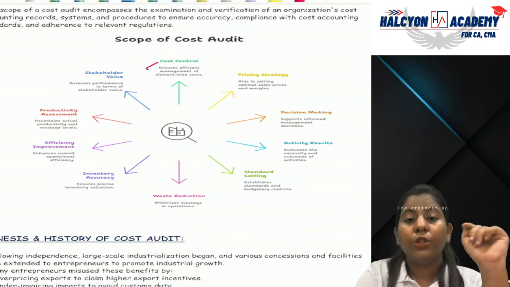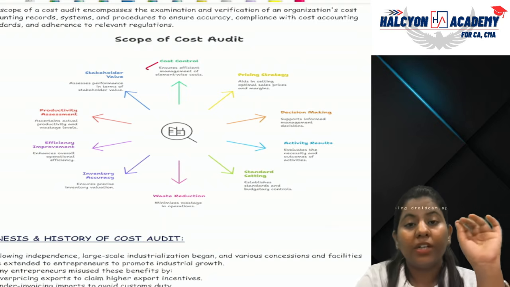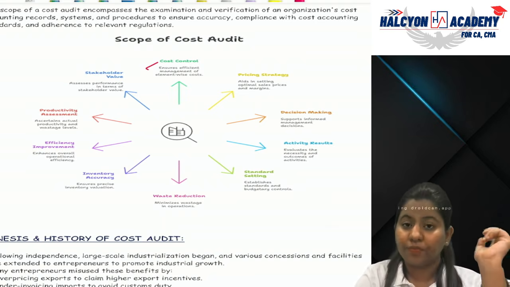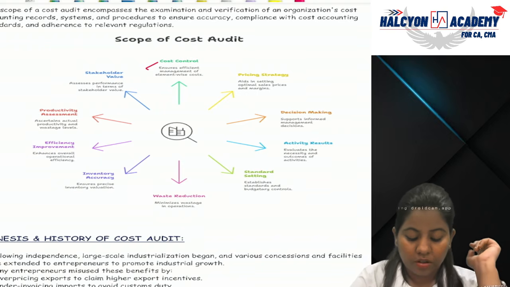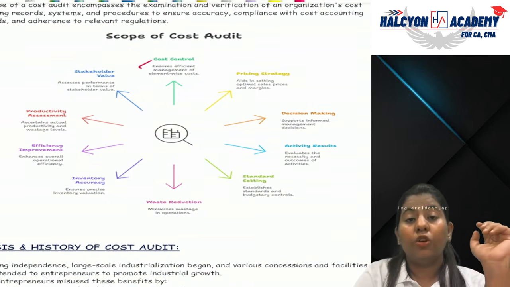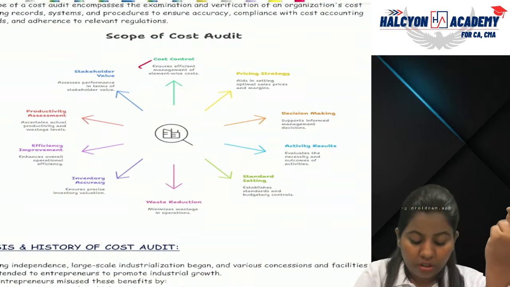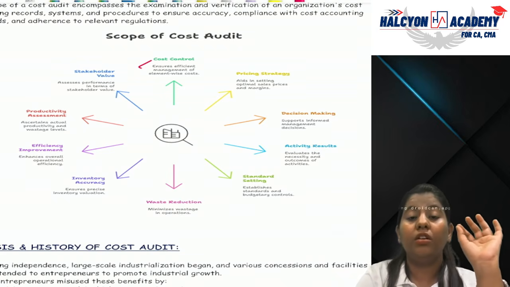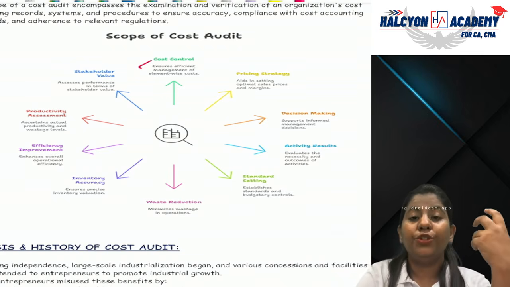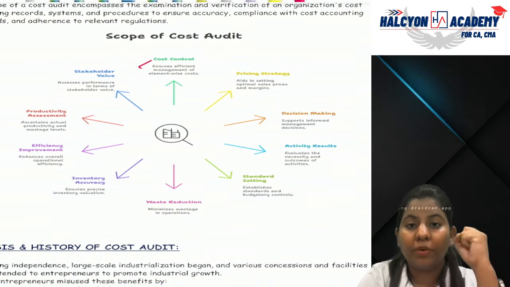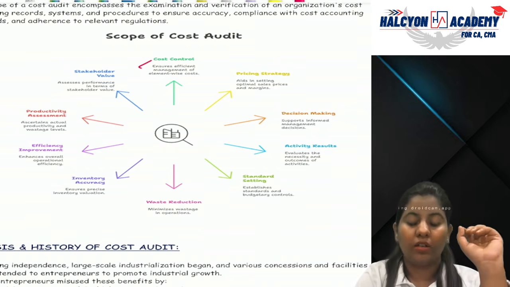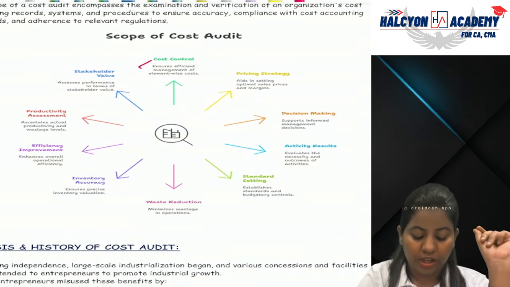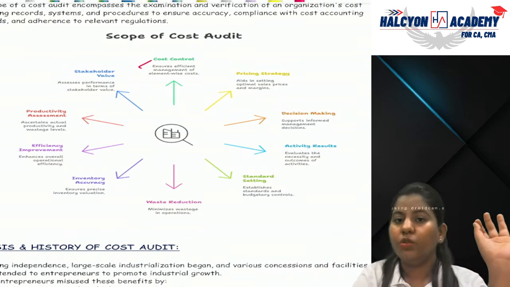Why? To take decisions related to that particular element, right? So the cost audit helps to ensure efficient management of element-wise cost. If we have to take a decision related to labor, we should know the element-wise cost of labor. We should know the cost of labor. So the cost audit helps to ensure the efficient management of element-wise cost.